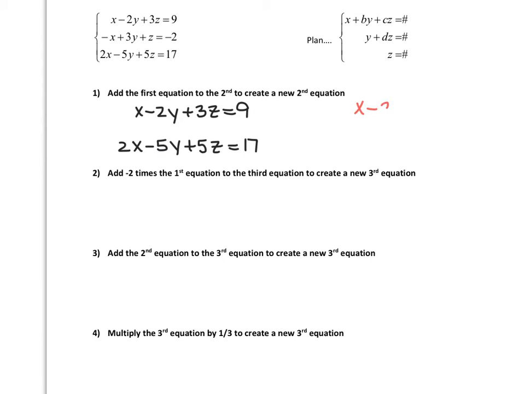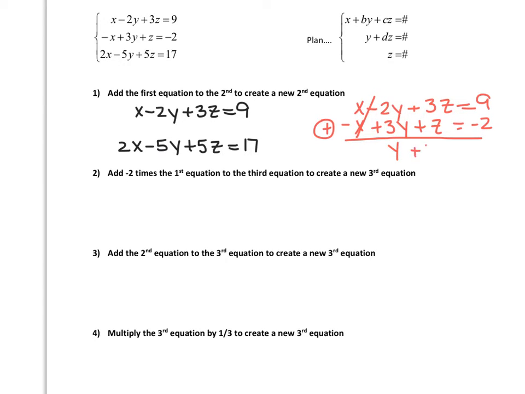I have x minus 2y plus 3z equals 9. I'm going to add the first to the second. So if I add these, I get y plus 4z equals 7. So I'm getting close. I've now eliminated this x here. So now I need to eliminate this x here.